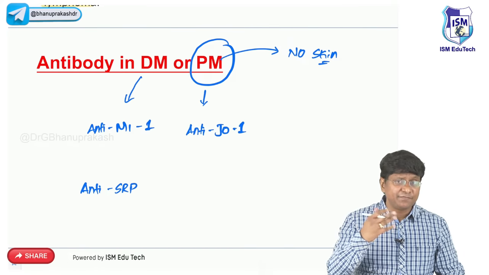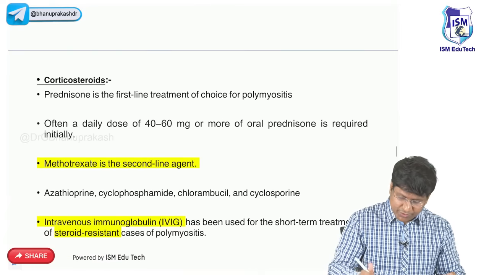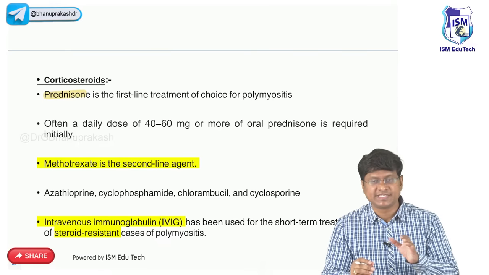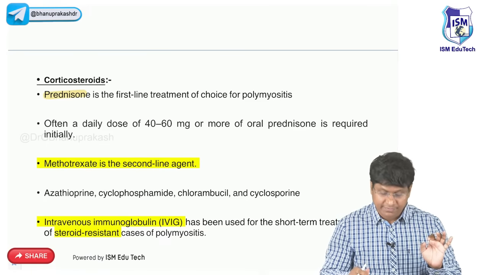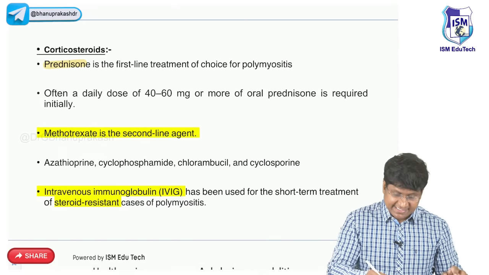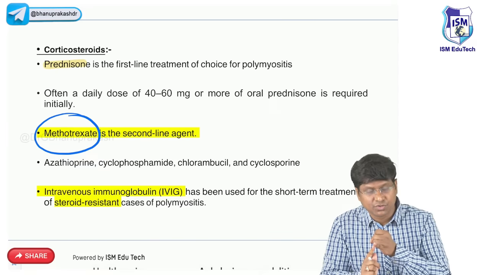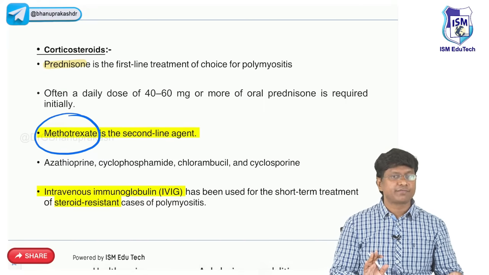So what is the first line treatment? It's an autoimmune disorder, so you need to give prednisolone, and the dosage is around 40 to 60 milligrams or more. Now, what is the second line agent? The second line agent will be methotrexate. That means those individuals not tolerating prednisolone or not responding to prednisolone, in them you need to give methotrexate.